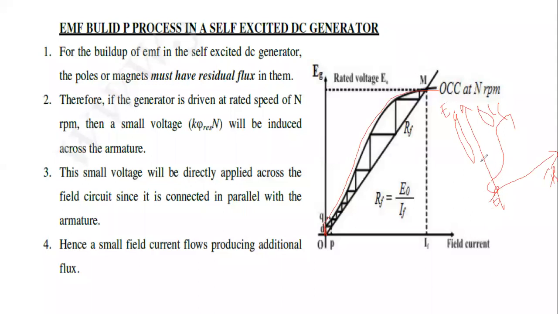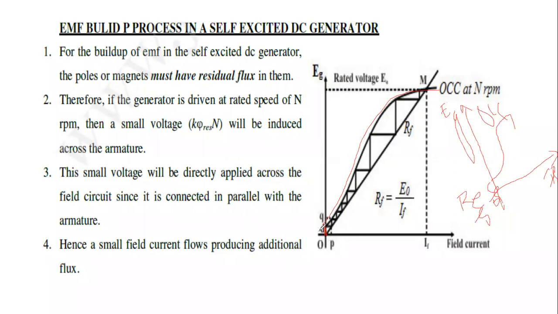This gap is called the EMF buildup. How do we produce that EMF? The poles are producing the residual flux. Due to that residual flux, some currents will be produced, and due to that field current, we are developing the EMF. At each and every step, we are producing that EMF.